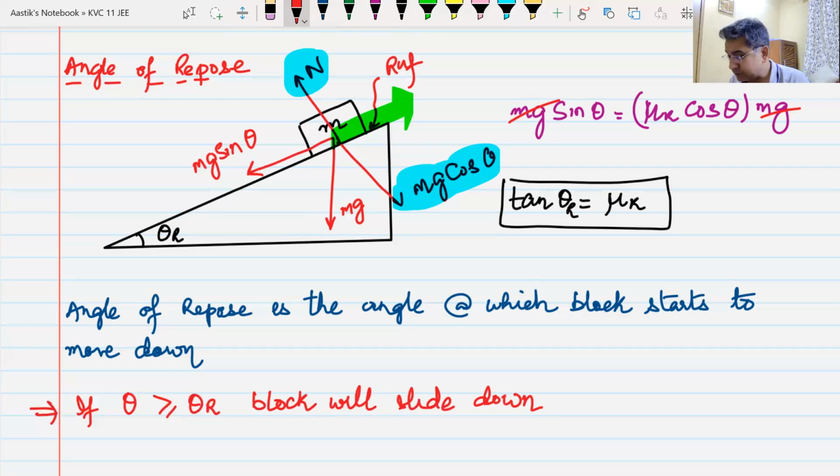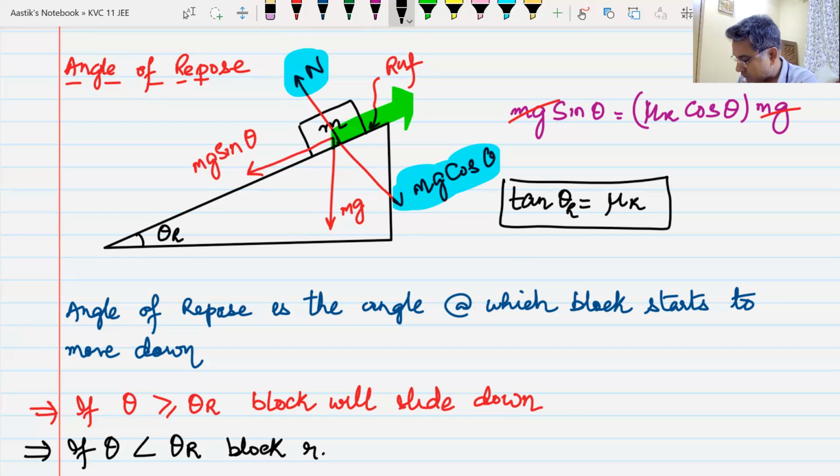Do you understand this? What happens if your angle of inclination is less than the angle of repose? Interesting case. Yes, what will happen then? The block will be at rest. The block remains at rest.